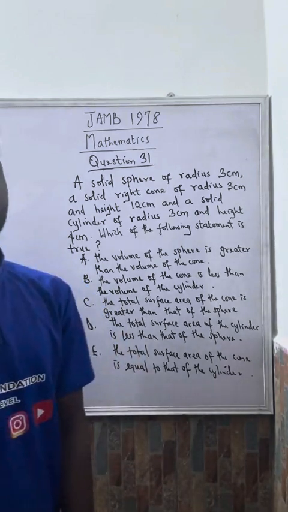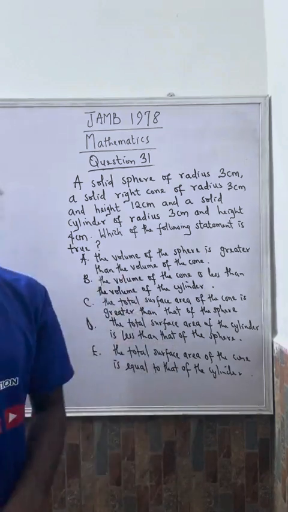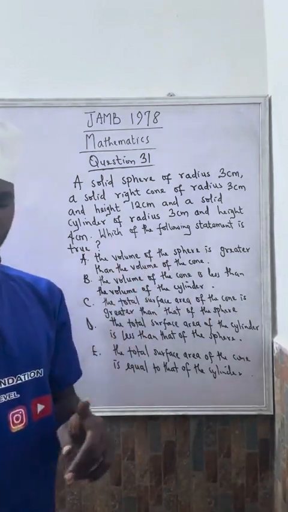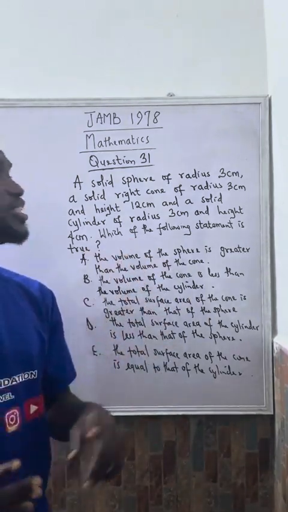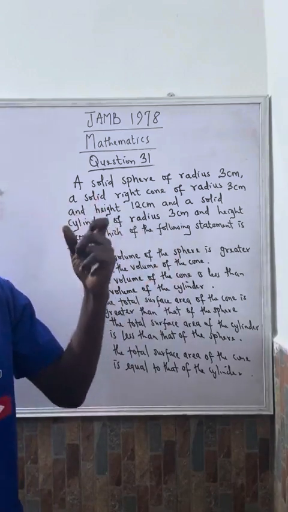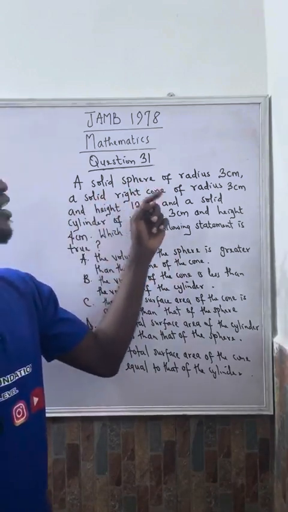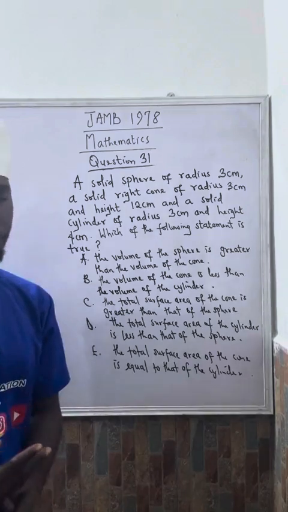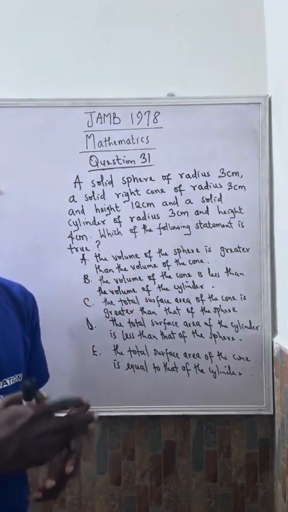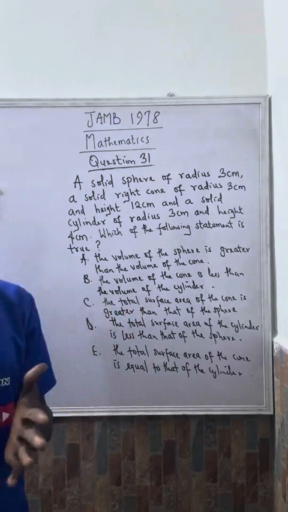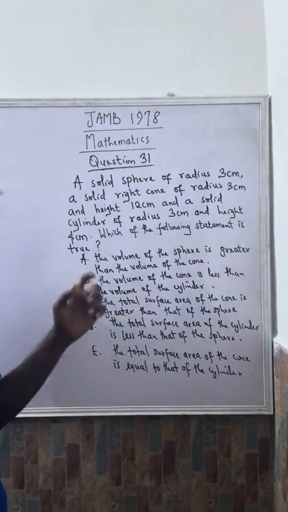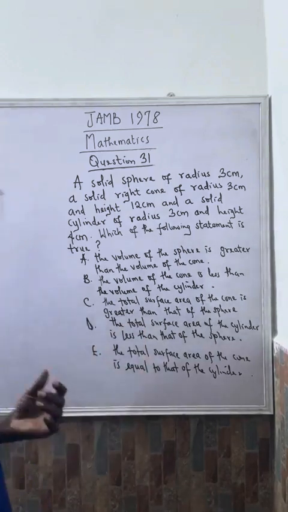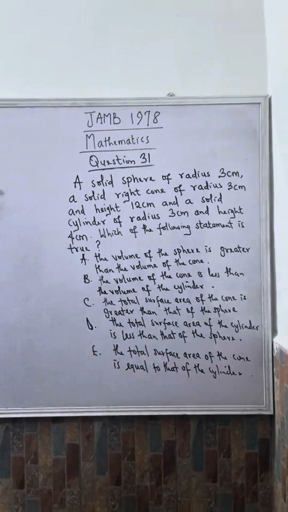E. The total surface area of the cone is equal to that of the cylinder. Very good. Now, if you observe this question very well, you will see that they are comparing the volume of the three shapes: sphere, cone, and cylinder. They also compare their total surface area. So how do we confirm which one is true among these options? Let's look at the options one after the other.